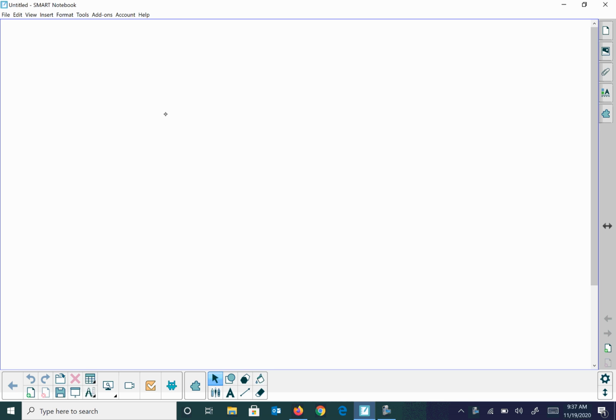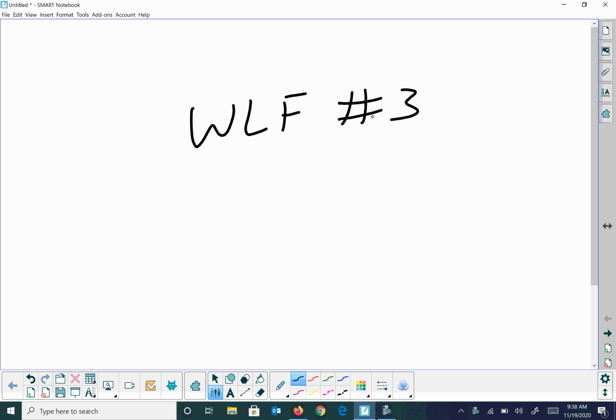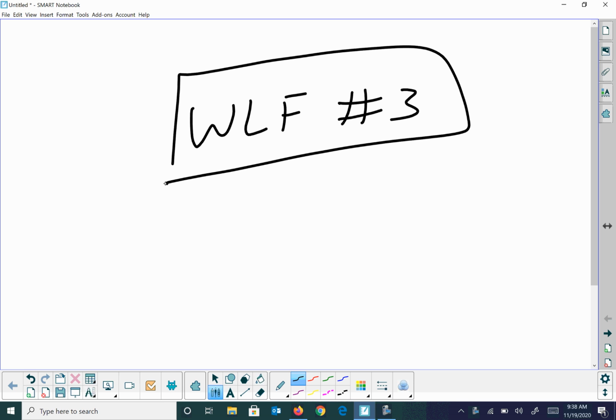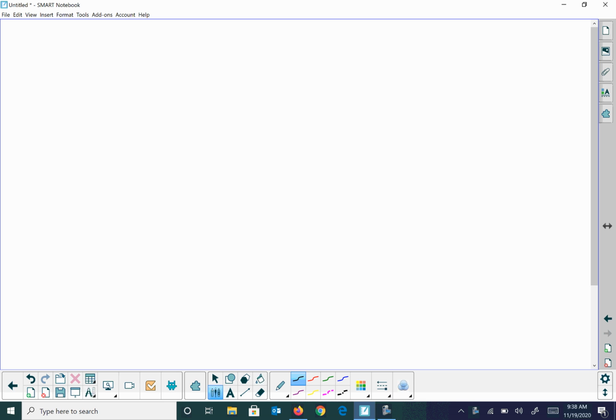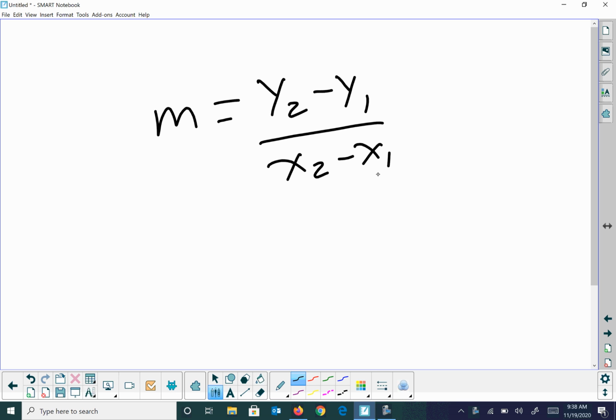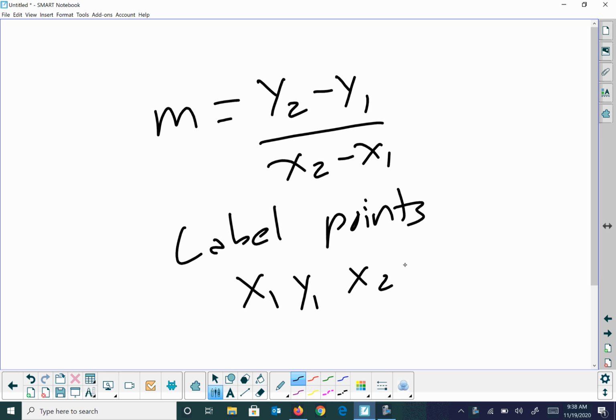So this is writing linear functions number 3. We skipped number 2, okay? We skipped number 2. All right, so we know the slope equation is this. And the first thing you should do before you do this is label your points: x1, y1, x2, y2. Label your points when they give you some points, okay?